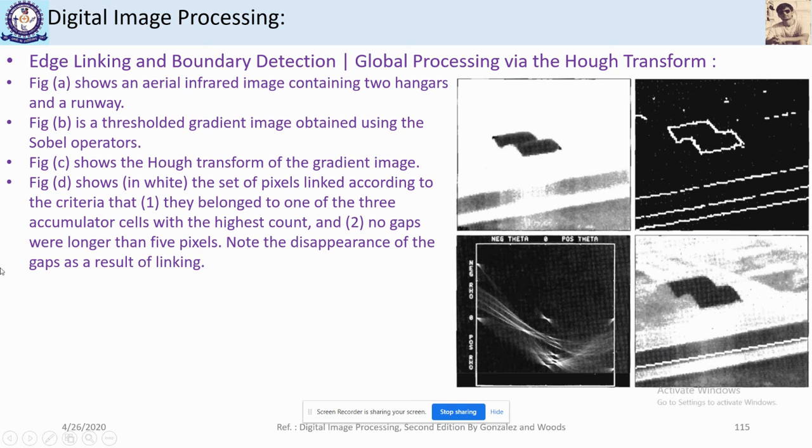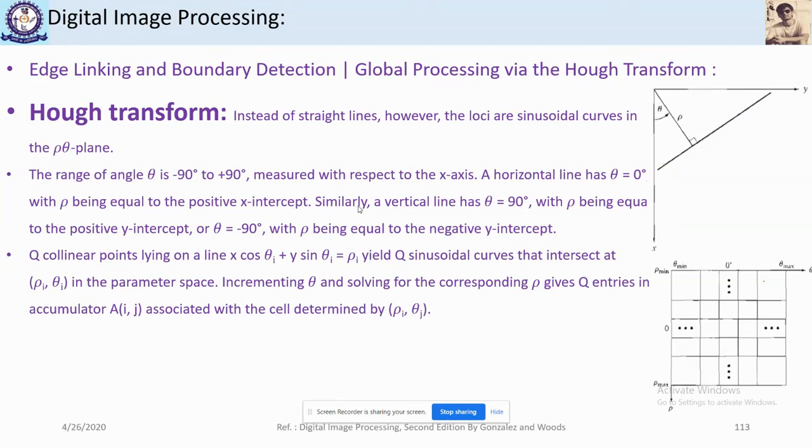Note the appearance of gaps as a result of linking. Here these edges had discontinuities in the intensity. Here also discontinuities were there, but that is not visible here. We have linked all the intensity discontinuities in the output of edge linking. So that's it for this lecture. This is how we perform edge linking, local and global.